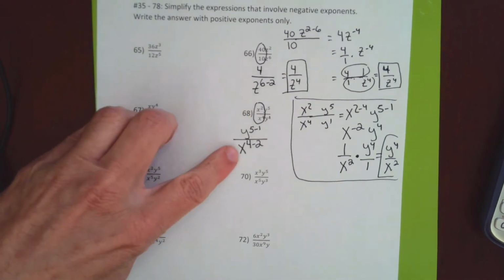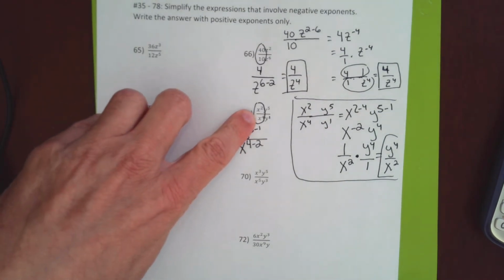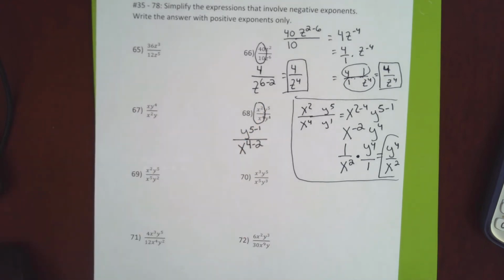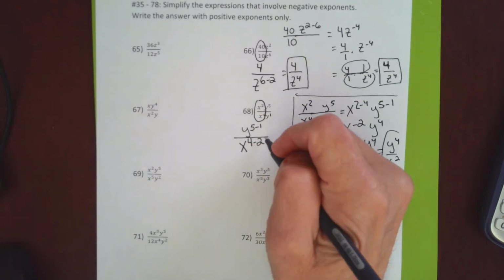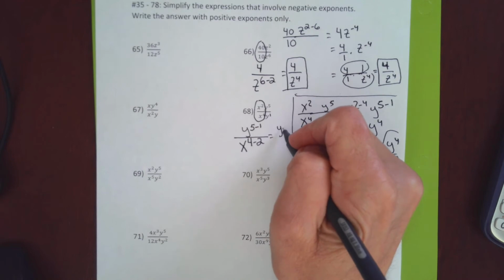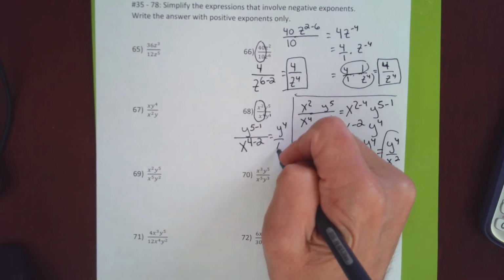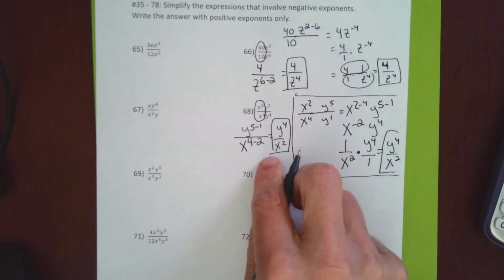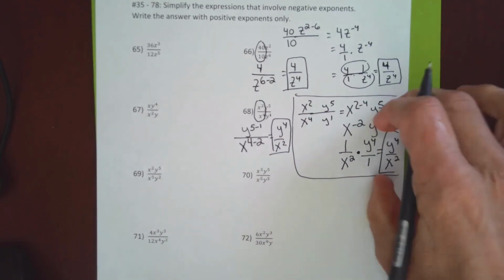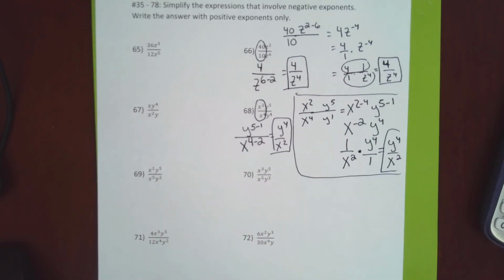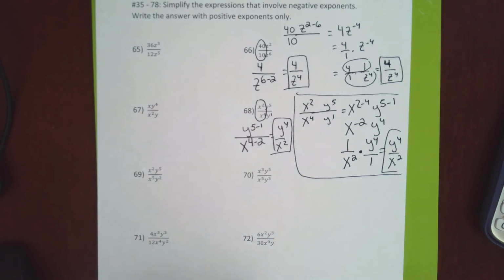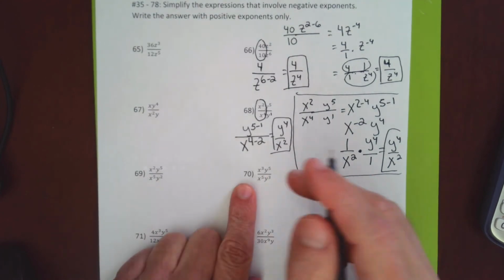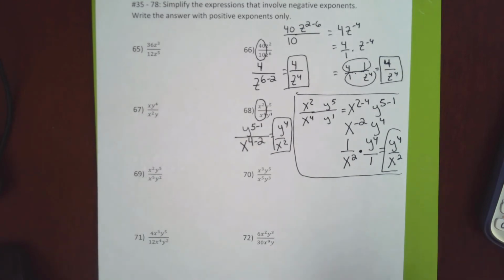So the x winds up in the denominator because the bigger exponent's in the denominator. The y winds up in the numerator because the bigger exponent's in the numerator. And here I get the same y to the 4th over x squared way quicker. This is usually the way I teach. This is the proper way. Some students just want to do the proper way. So I'll deal with 70 the same way. Do it the proper way, do it the shortcut way. These are two separate ways. You decide what you like.